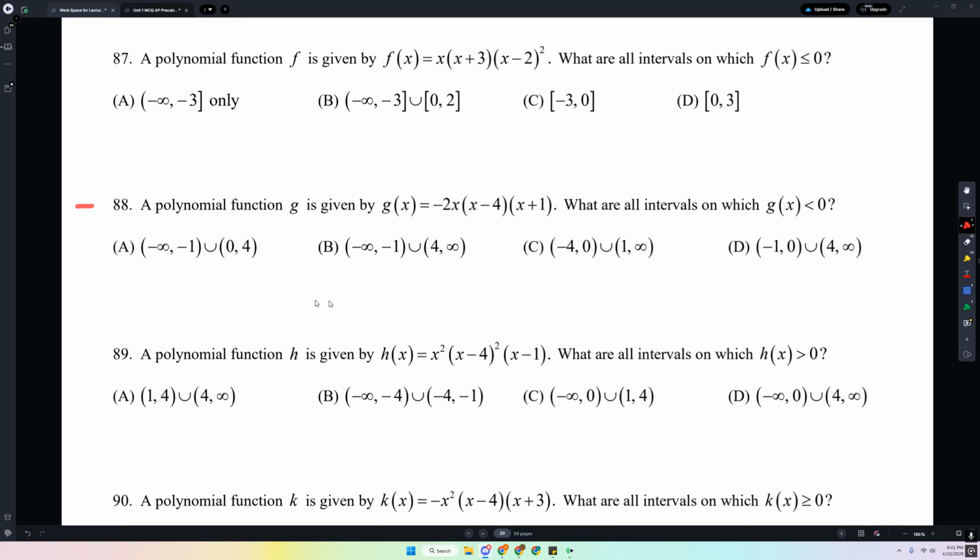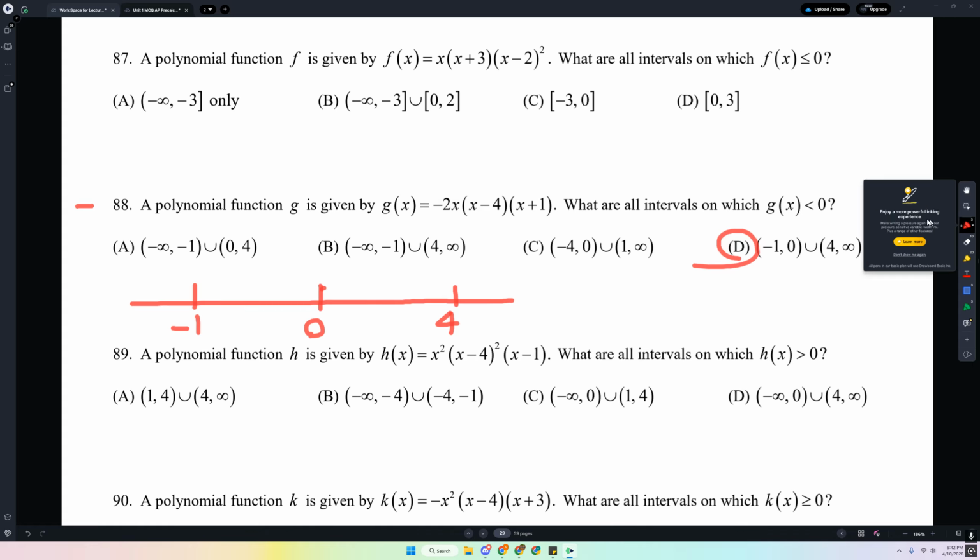For 88, the answer is D. And the reason for that is we're going to graph out our x-intercepts. So we have 0, 4, and negative 1. So we're going to put a 0, a 4, and a negative 1. Now we're going to test points in between these intervals and outside these intervals to test if it's going towards infinity.